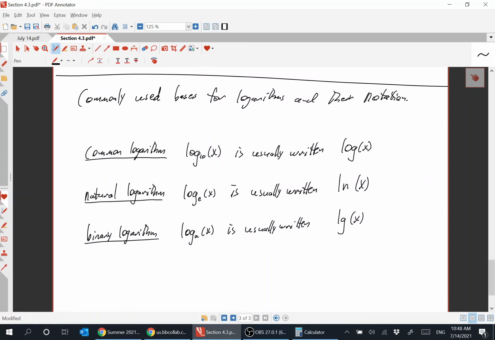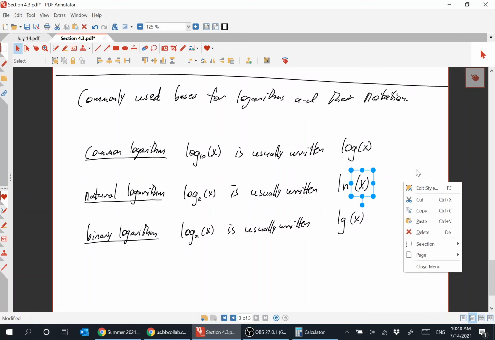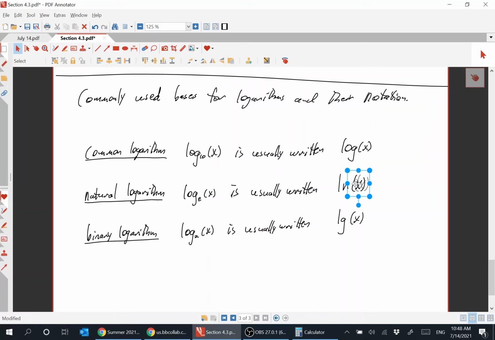The third one, the binary logarithm, is the least common. The most common is the natural logarithm, I believe. That's the one you'll see used most often. Log base 2, you only see really in computer science type applications. And in finance type applications, I believe they use log base 10 fairly often. But so these are the commonly used bases.